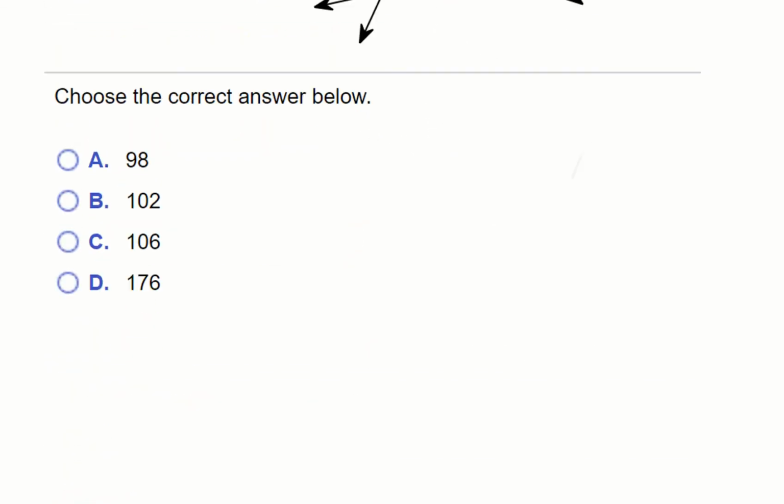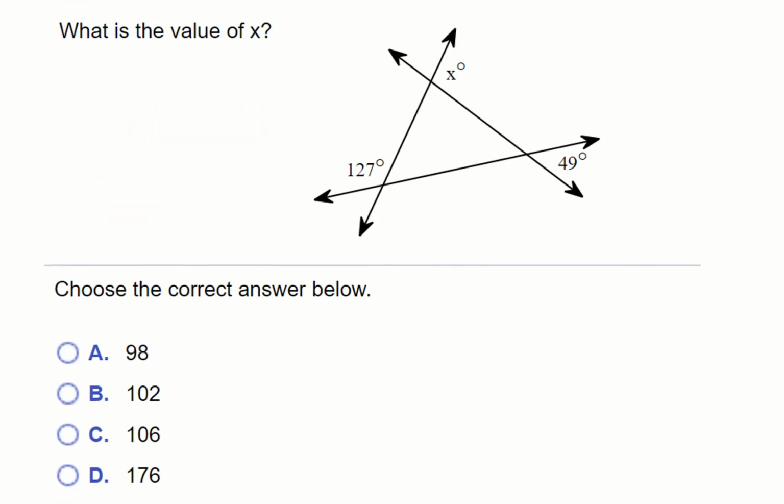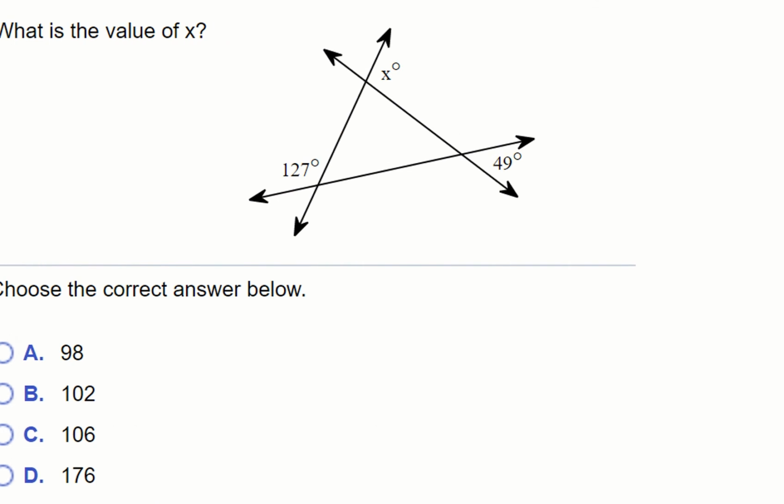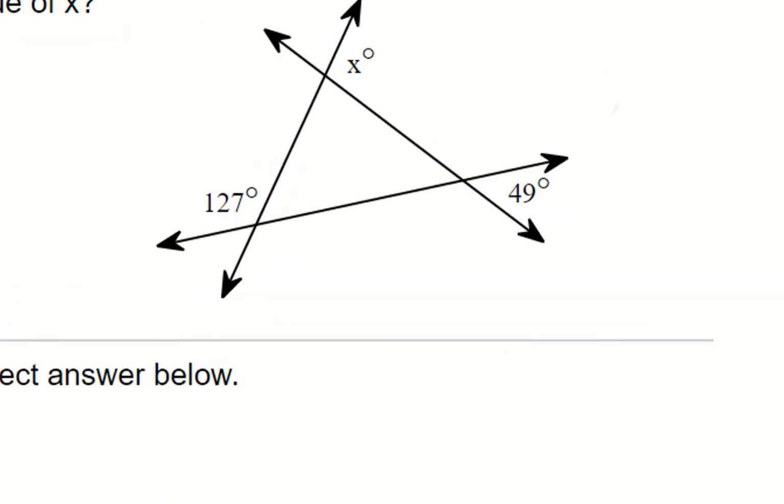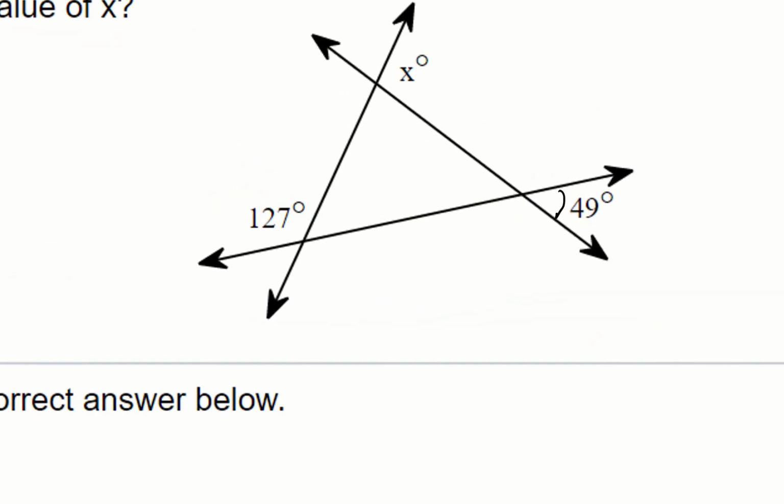All right, we're going to finish up with the last problem here. So what is the value of x for this scenario? All right, so first off, we know that this is 49 degrees. So by vertical angles, this has to be 49 degrees as well. They are formed by two intersecting lines, and they're opposite of each other. So those are considered to be vertical angles. So we got 49, and so now we know that this is 127.